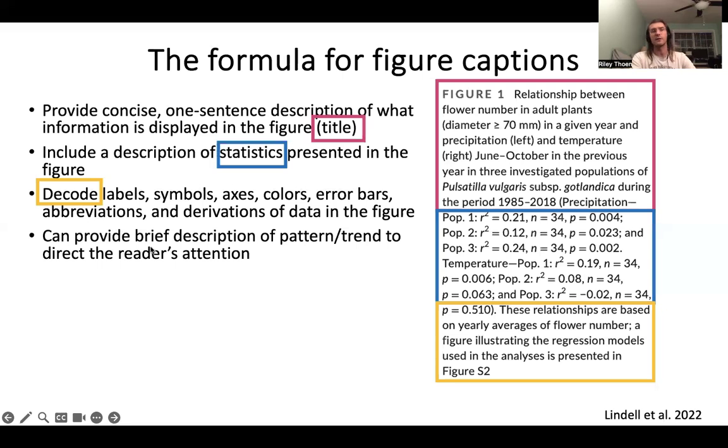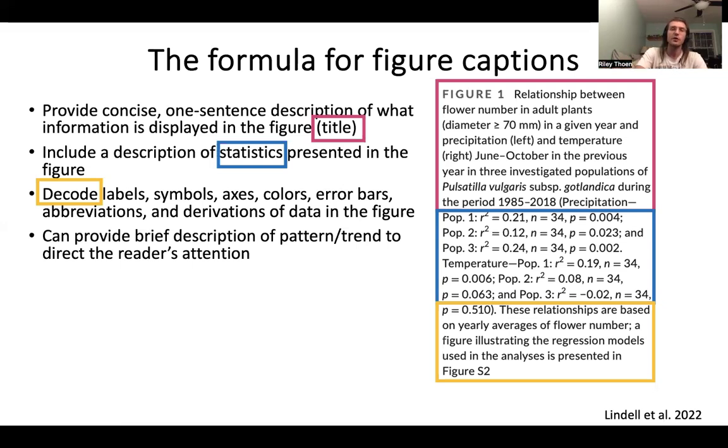I'll note that in some fields, often figure captions include a brief description of the pattern in the data or a brief interpretation of the data, which can help direct the reader's attention. This isn't always the case. Some fields do this. My field, ecology, we don't generally tend to do this, but you can do this if you prefer. It's up to you. So in some cases, you can describe trends in the data if you'd like to.